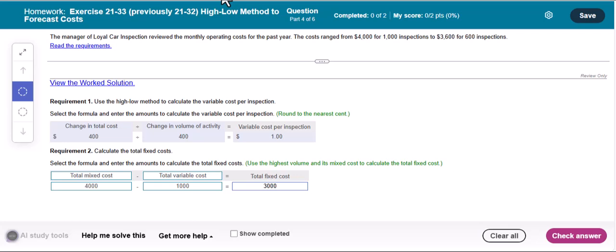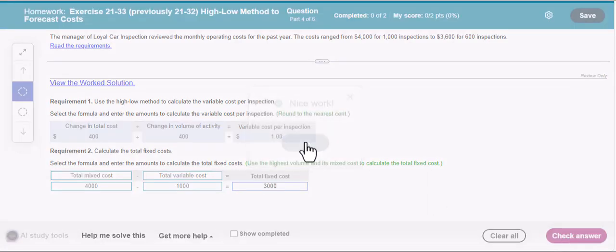If they did 1 inspection, it would be the $3,000 fixed plus $1 for that inspection. So 2 inspections would be a total fixed cost of $3,000 plus $2 of variable cost, since there would be 2 inspections. So that would be a total mixed cost of $3,002. So let's go ahead and check our answer.